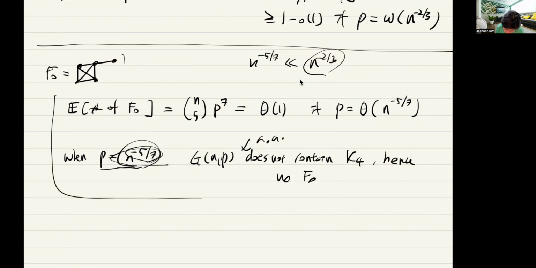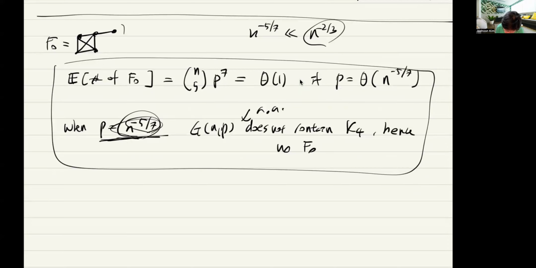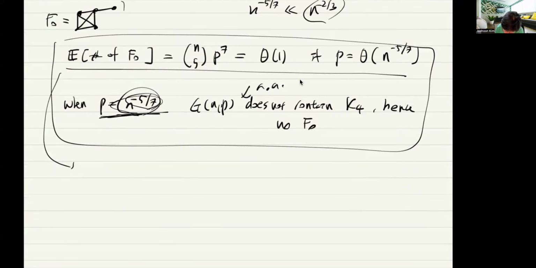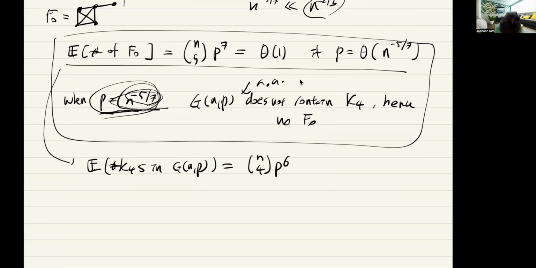So, this shows that this expectation might not be a good idea to actually find the threshold. I mean, this is indeed why this happened. So if p is this number, then the expected number of K4s in G(n,p) is what? You choose 4 vertices, and then it is like n to the negative 2 over 7.